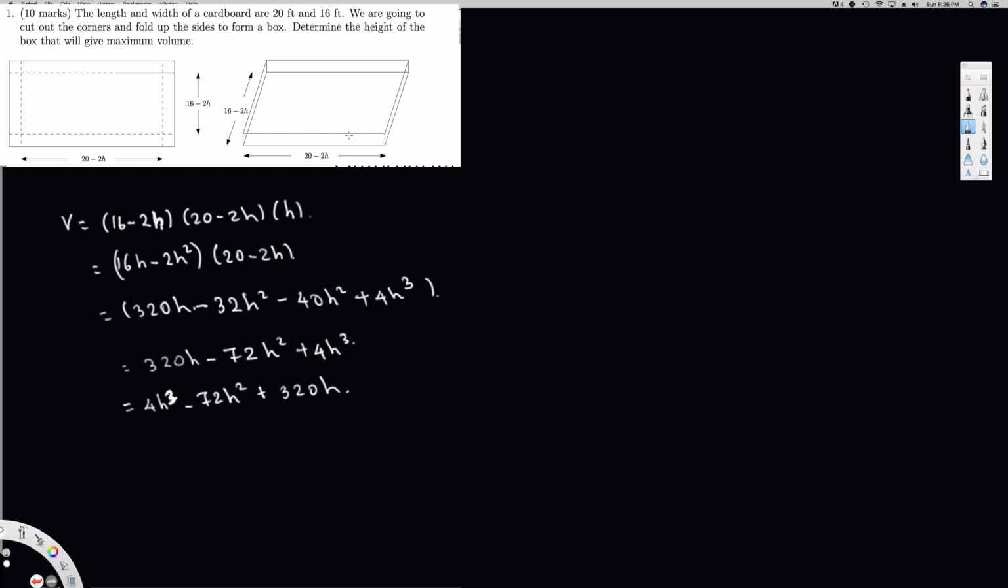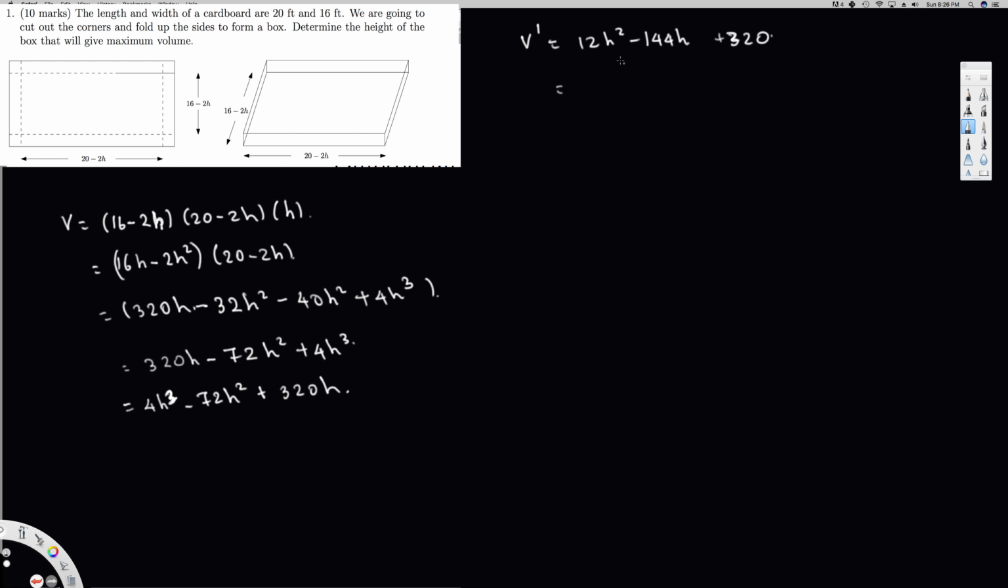Now we have to find the maximum height. What I have to do is find the derivative of this one and set that equal to 0. We have to find the critical points. That's the main thing. So if I find the derivative, this is going to be 12h square minus 144h, since the derivative of 72h square is 144h. Then here we have 320h, and if I take the derivative, it will become 320.